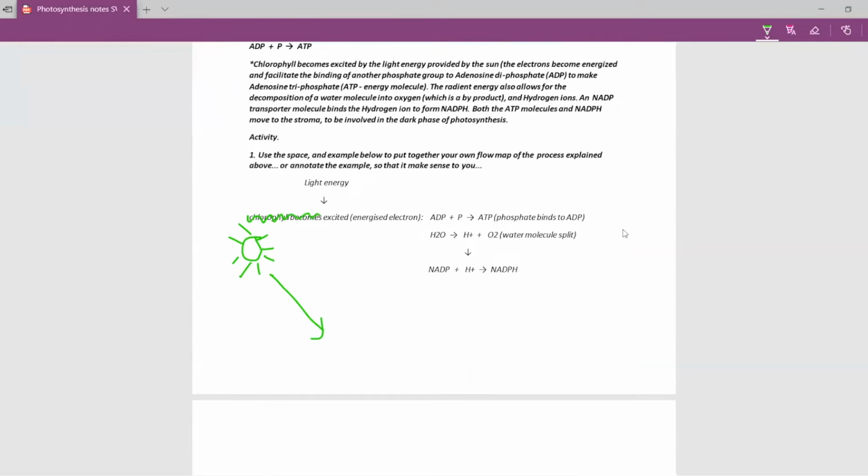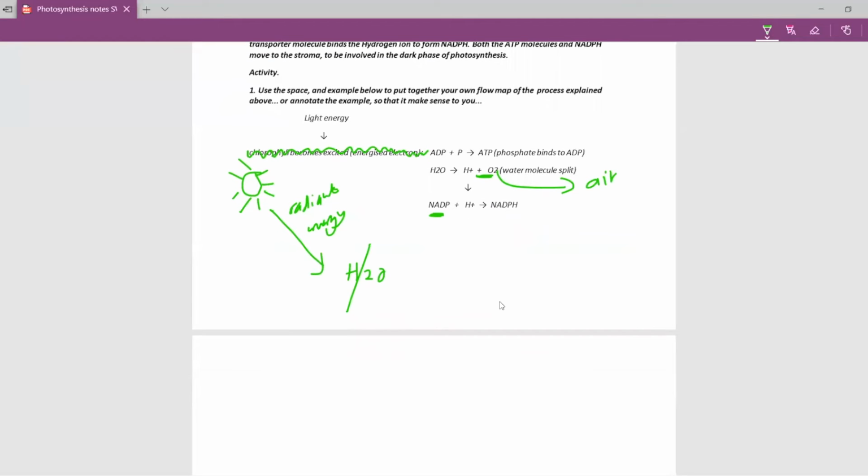You don't have to know all of this. The light energy, or the radiant energy, splits the water up into hydrogen and oxygen. There you see it. That's the oxygen that's released into the air. This hydrogen combines with the hydrogen carrier. The name of the hydrogen carrier is NADP. So this is in the light phase.